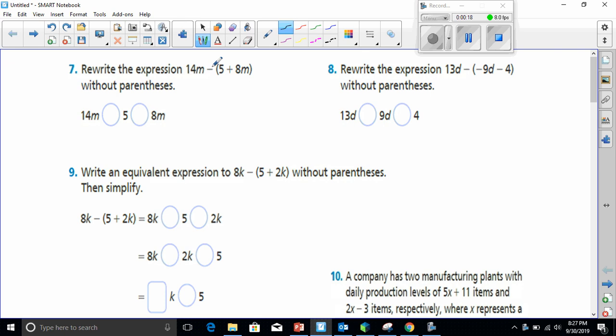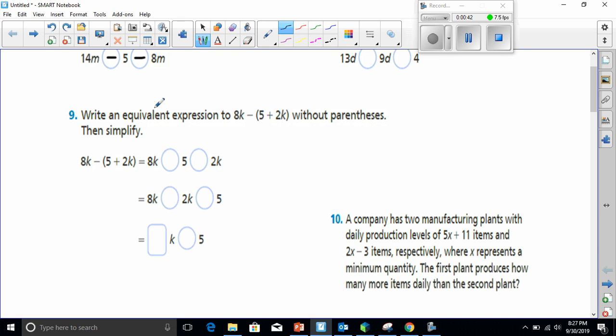We must remember that whenever there's a negative sign in front of the parentheses, there's like a -1 sitting there. I have to apply that -1 to everything in there using my distributive property. Well, -1 times 5 will be -5, and -1 times +8m would be -8m. All right, so let's go ahead and do number 9 now.